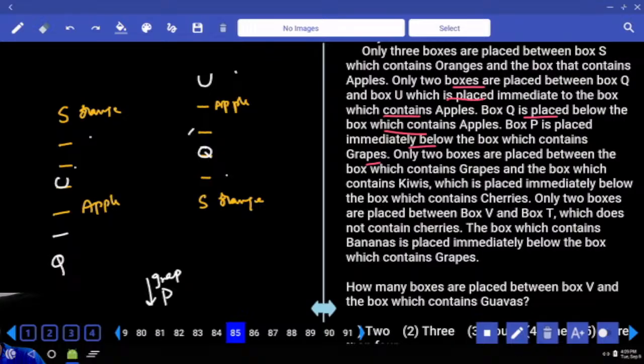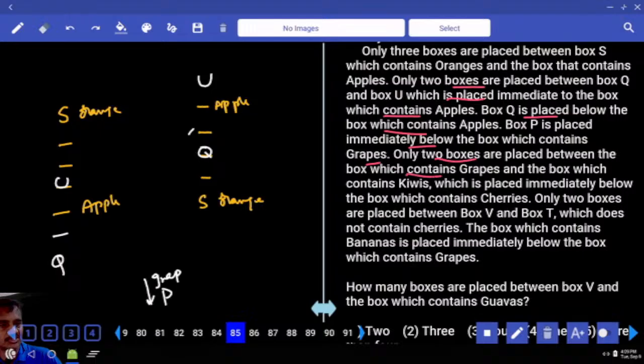And grape and P. మా ఇక్కడ grape ఉండొచ్చు కదా? Immediately above this U, what is that one? Grape. Clear? Now grape and P can be like this. ఉండొచ్చా లేదా? Now 2 possibilities. Now grape and P is immediately below this grape.